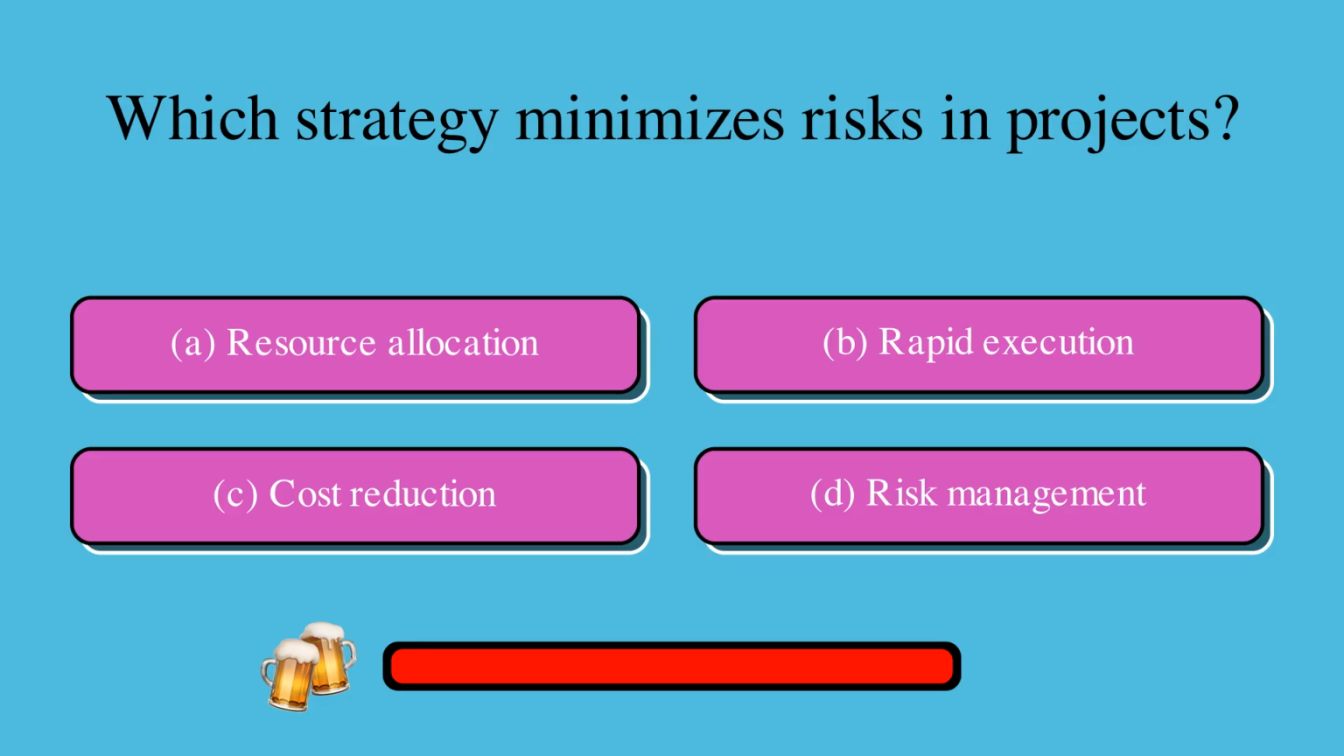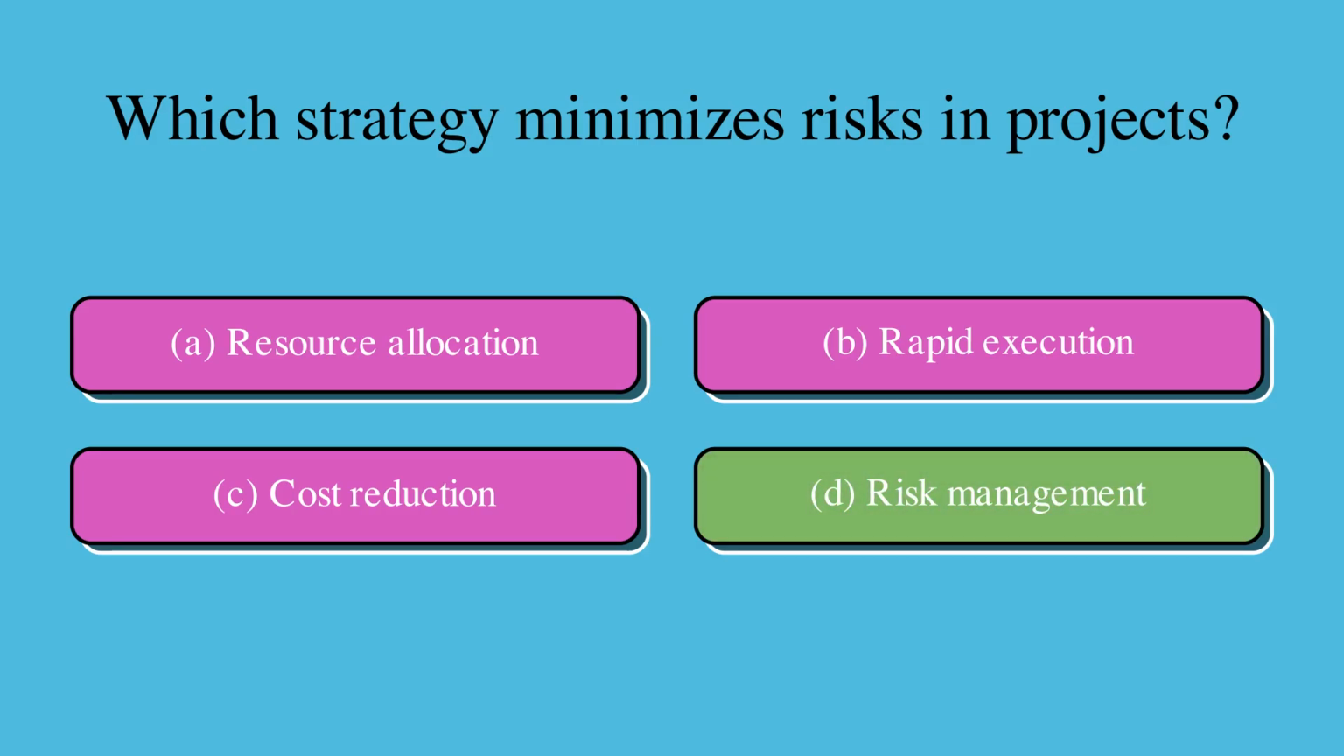Which strategy minimizes risks in projects? Is it A, resource allocation, B, rapid execution, C, cost reduction, or D, risk management? The correct answer is D, risk management.